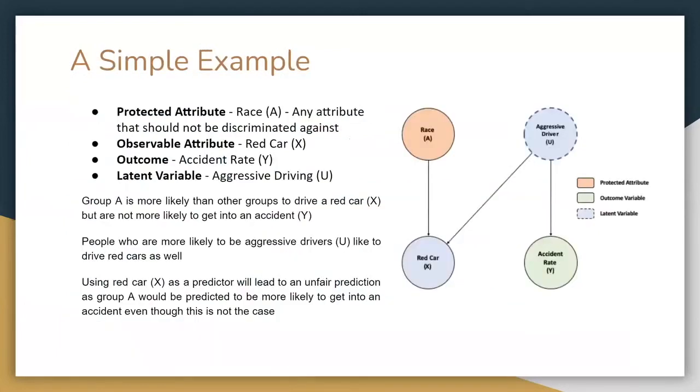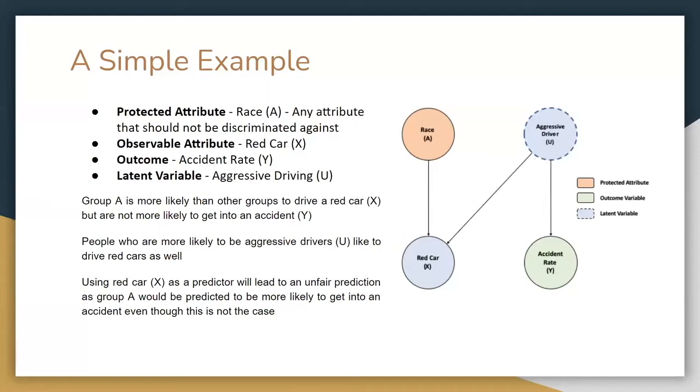Next slide, please. Below is a simple example from the paper to show how counterfactual fairness works. We are looking to predict the accident rate of an individual given we have observations on some protected attributes and the color of their car. We have a simple DAG right here, and we have 4 attributes. The first one, A, is a protected attribute, which means any attribute that should not be discriminated on. X is the observed attribute, which is the red car. Y is the outcome of interest, the accident rate. And U is the latent variable, which means aggressive driving.